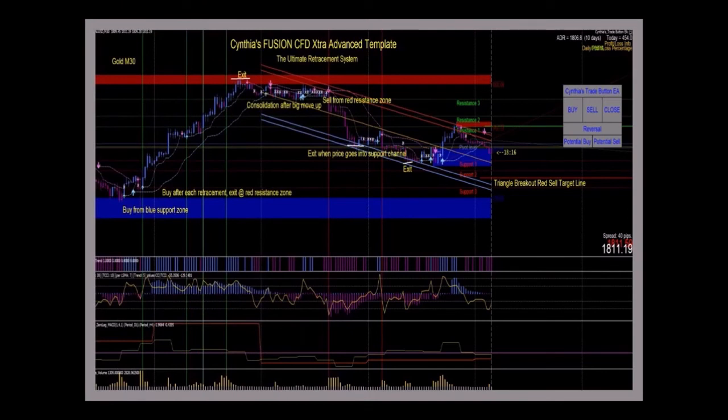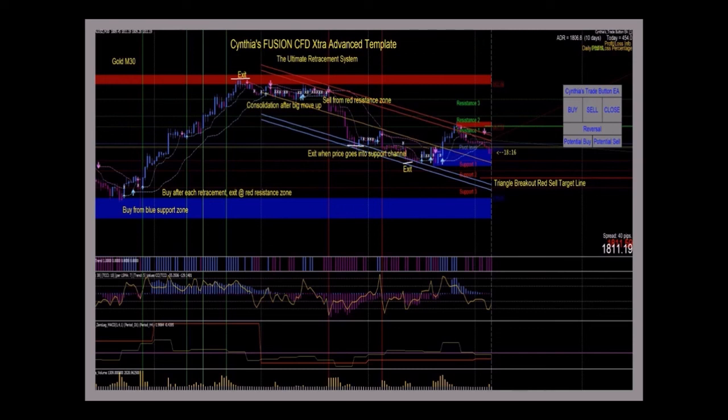And here's gold in a 30-minute chart. And so there's lots of entries in a 30-minute chart. You buy at the blue support zone and you exit up here at the red resistance zone. Also, you can take partial profits along the way at all of the Fibonacci levels.